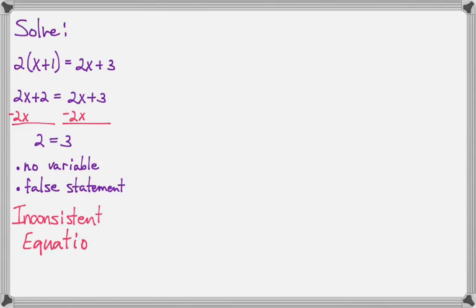And this is how you know you have an inconsistent equation, and the solution is that there is no solution, and sometimes the symbol that they use for no solution is this empty set symbol here. So again, if you lose your x term but you get something that's not true, you'll know you have no solution.